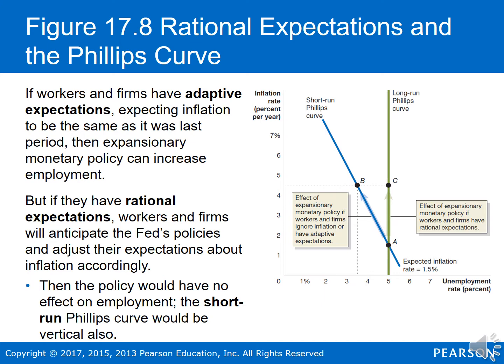So using the figure on the right, on the short-run Phillips curve, when there's adaptive expectations, monetary policy can have an effect in the short run. So you can move from point A to point B, so you increase the inflation rate and decrease the unemployment rate.